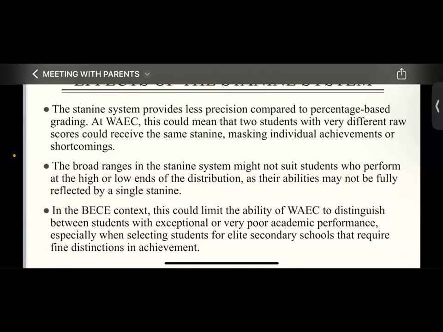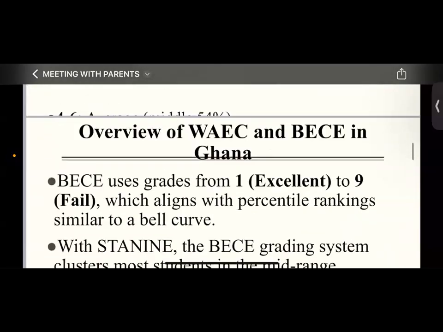Why? Because you are now being forced. By the time we go to maybe 95, we've gotten our first 4%. So those that are getting the 90, 93, and so on, 92, and the rest are still going to get a 2, just as those that are going to get the 80 and the rest. So that's what we are talking about. We are saying that 2 students with very different raw scores could receive the same Stanine, masking individual achievements or shortcomings. The broad ranges in the Stanine system might not suit students who perform at the high or low ends of the distribution, as their abilities may not be fully reflected by a single Stanine. It's quite broad if you look at it this way.